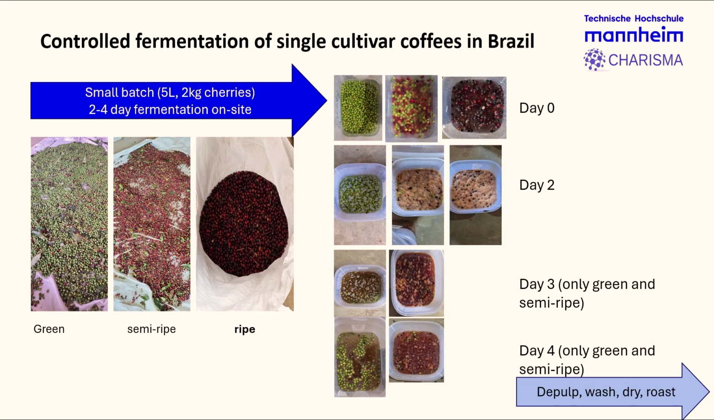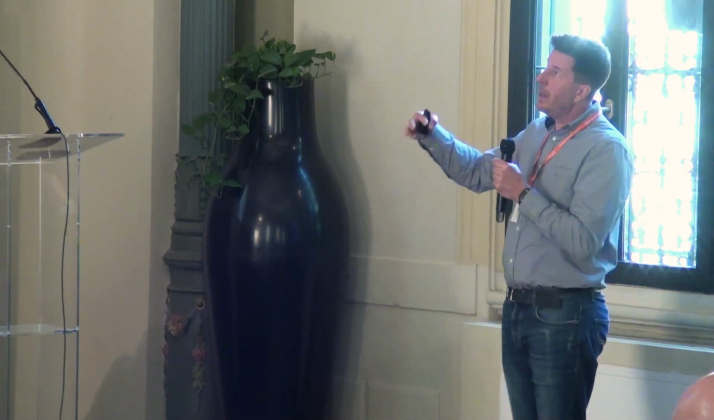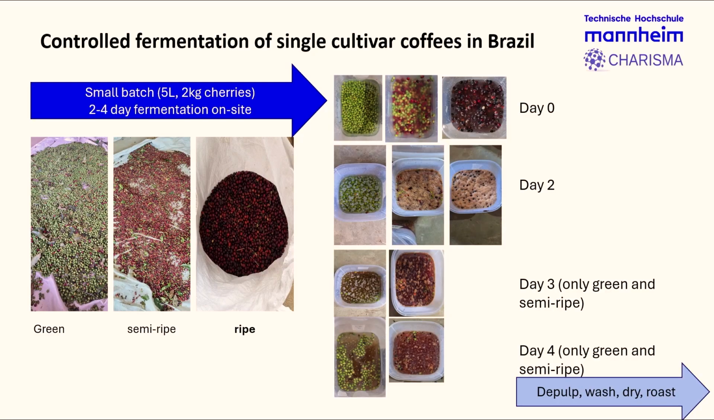Okay, so this is how that looked. Actually, we did a lot more than what I'm going to show here. We had harvested greens, semi-ripes, and ripe. I'm only going to show the results for the ripes today, which ended after the fermentation after 2 days. So that was a small batch fermentation of 5 liters with 2 kilograms of cherries each. Up to 4 days of fermentation, you can see there's a lot of fermentation here, because those ripe cherries contain a lot of sugar. And then the rest of the process is the same. So we did depulping, washing, all that stuff that happens afterwards.